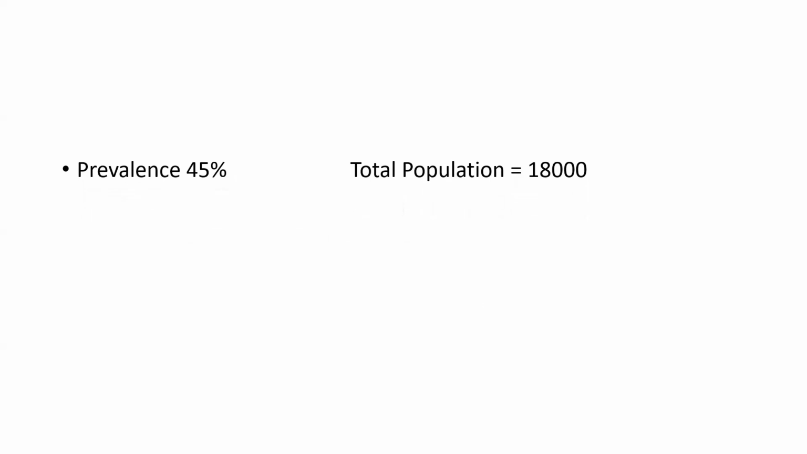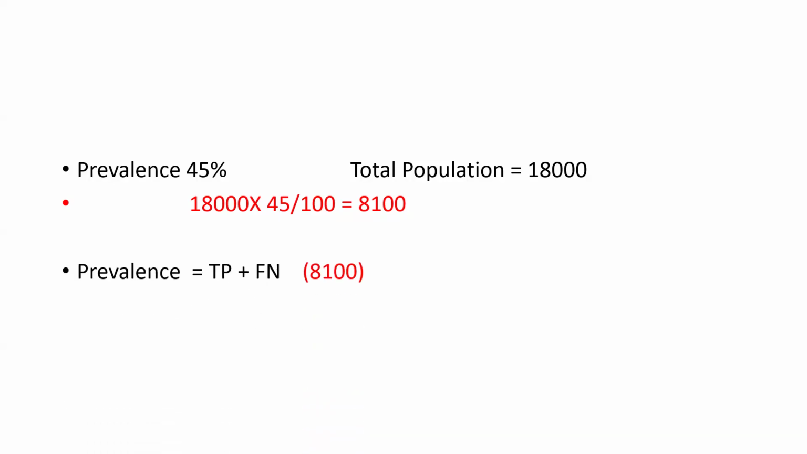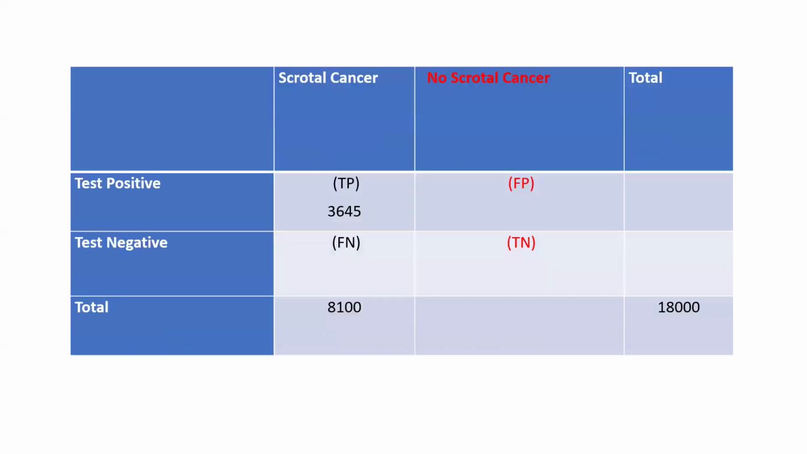What would be that calculation? Total population is 18,000, and the prevalence is 45%. What that is really saying is that 45% of that total is equal to the total number who would have had the disease. That number is 8,100. So the prevalence, the total number of persons who do have the disease, which is true positive plus false negative, is 8,100.